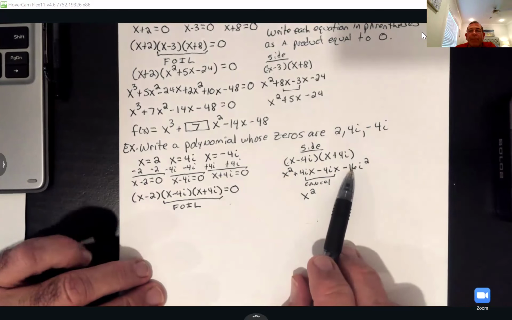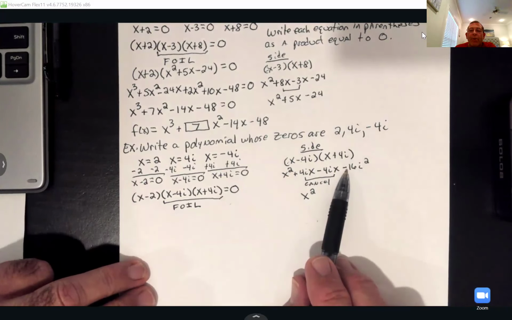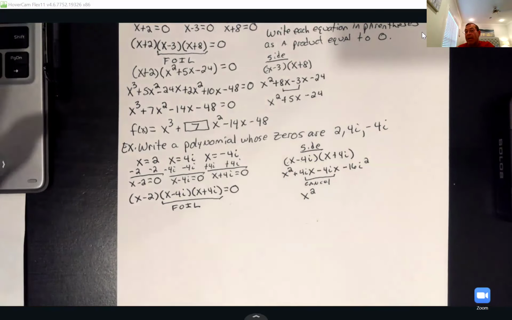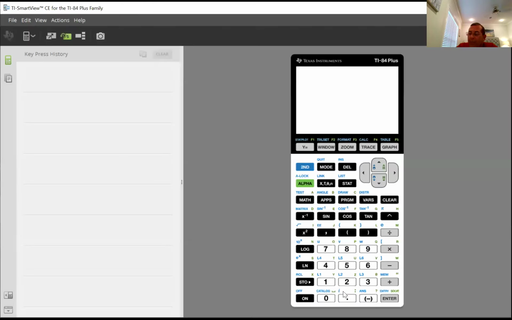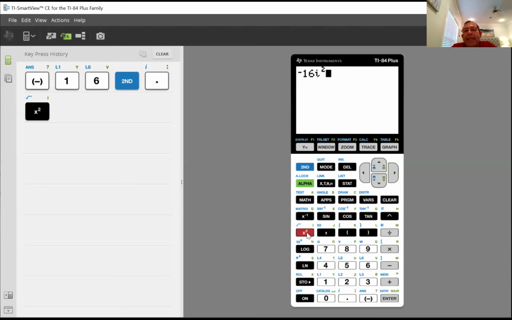But y'all, I'm going to show you something. Let's go to the calculator, and I'm going to punch in negative 16i squared to show you what happens to that. So let me share my calculator a second. So you see the little i down here by the decimal? So I'm going to put in negative 16. I'm going to hit the second blue button and the decimal to get the i, and then I'm going to square that. So I got negative 16i squared on the screen. Watch what happens when I hit enter. It becomes a positive 16.